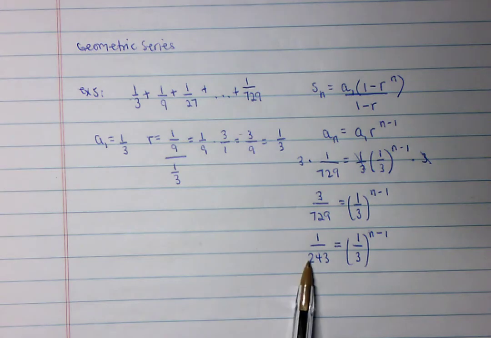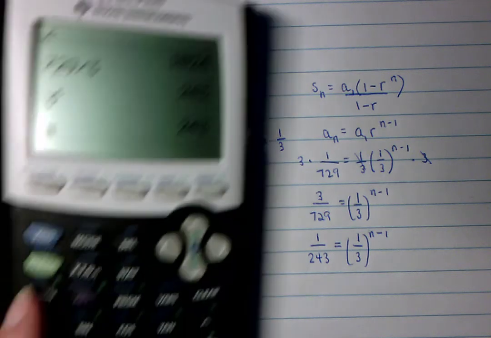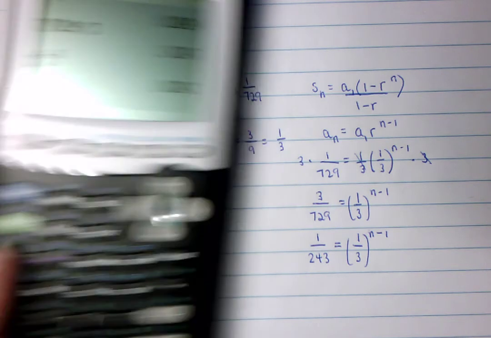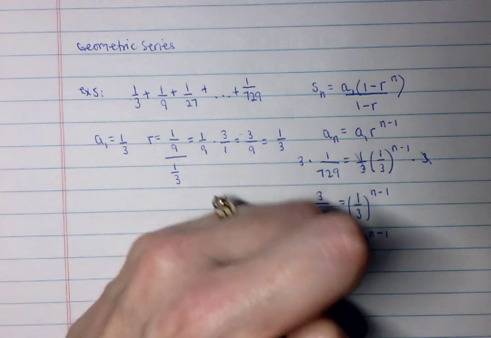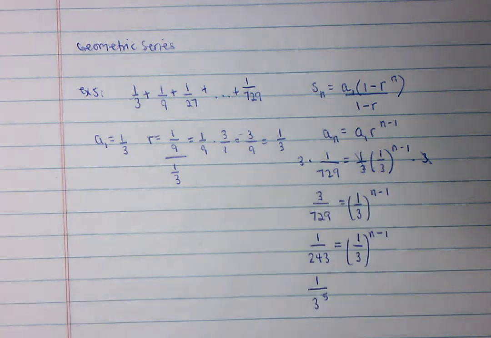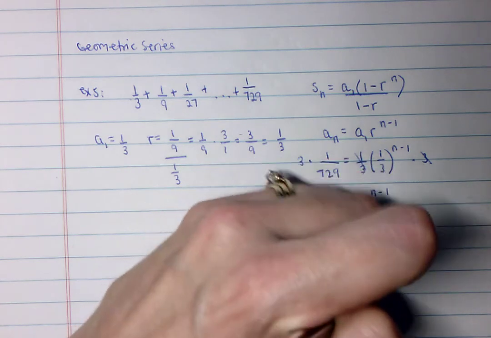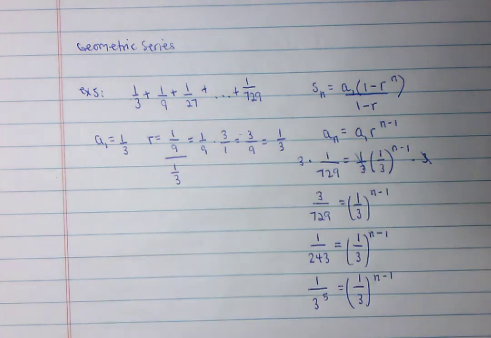And then I can rewrite this to be a power of 3. So you'll probably want to do that on these. I noticed in your book it's definitely going to recommend that you do that. So 243, let's see what power of 3 that is. If we were to raise it to the 5th power, I get 243. So this is 1 over 3 to the 5th power equal to 1/3 raised to the n minus 1. Okay, so now we're getting somewhere here.